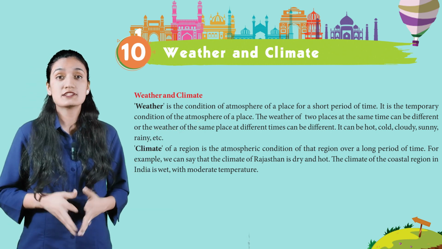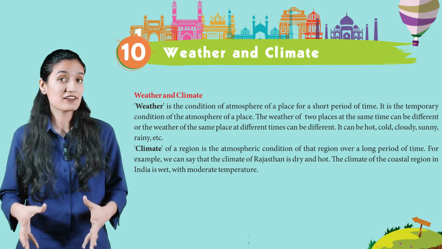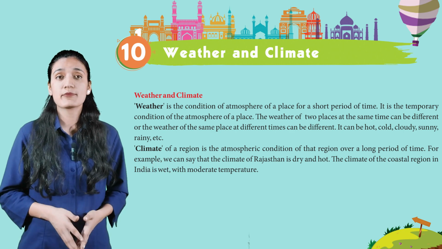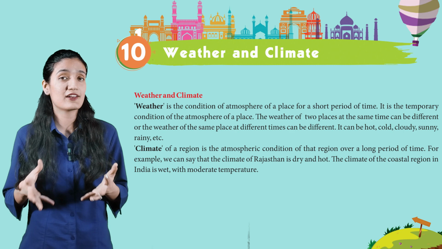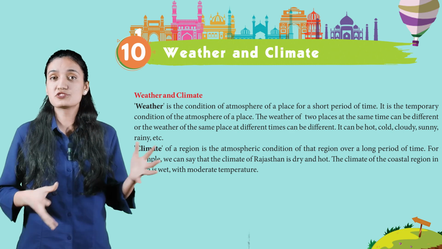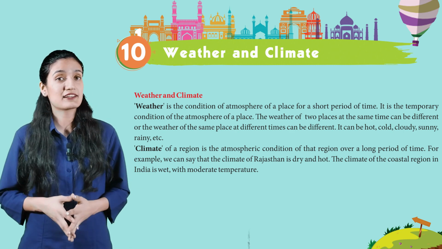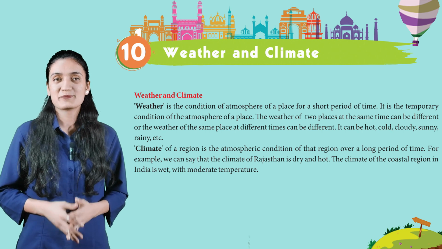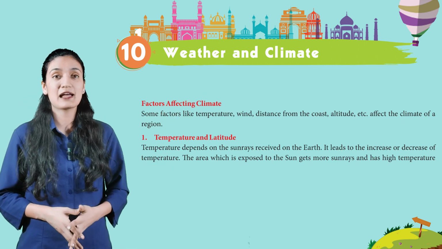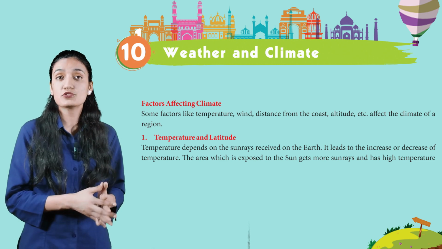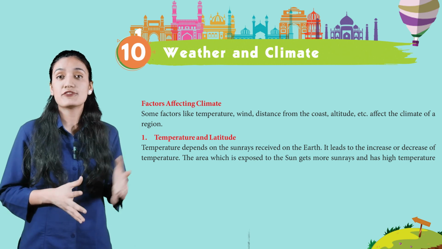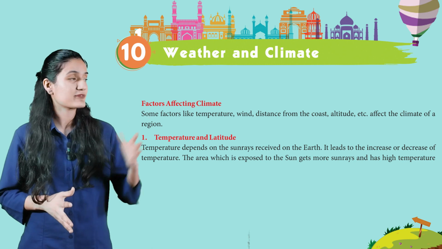Climate of a region is the atmosphere condition of that region over a long period of time. For example, we can say that the climate of Rajasthan is dry and hot. The climate of the coastal region in India is wet with moderate temperature. Now, factors affecting climate. Some factors like temperature, wind, distance from the coast, altitude, etc. affect the climate of a region.